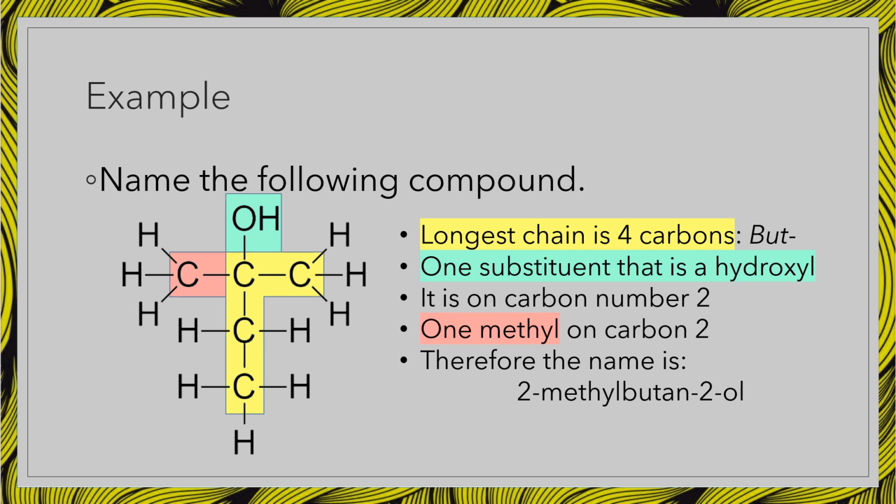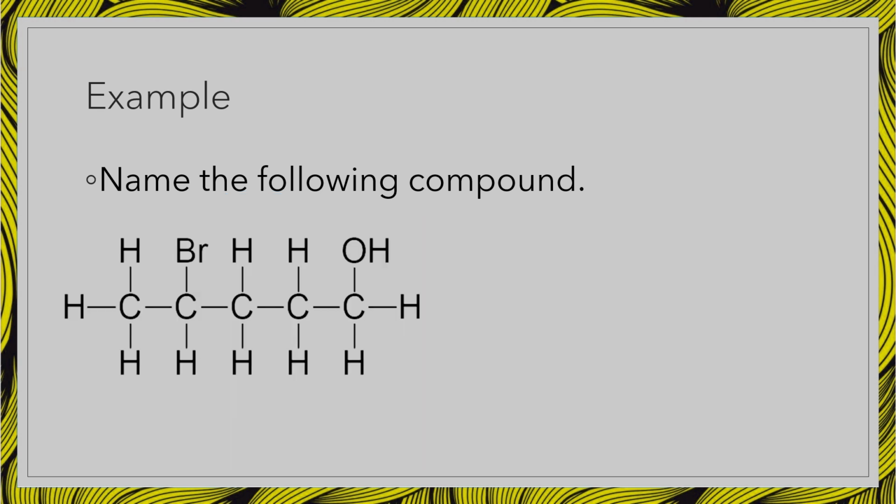So again, looking at that naming convention, it's going to be the same for everything else. Okay, just follow the rules. Make sure you write it correctly. What about this one? What's our longest carbon chain? 5. Okay. We also have an OH attached. We have a bromine attached.